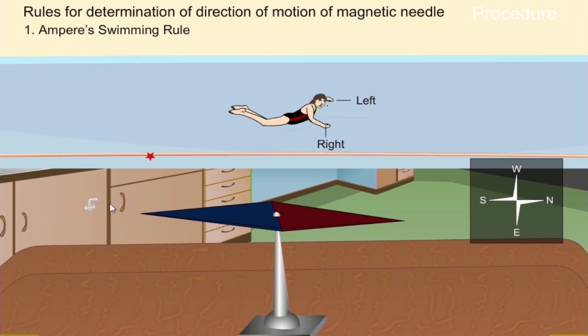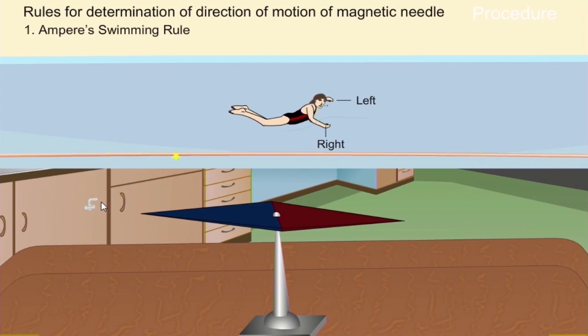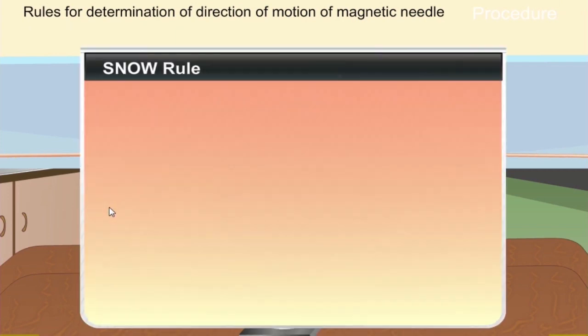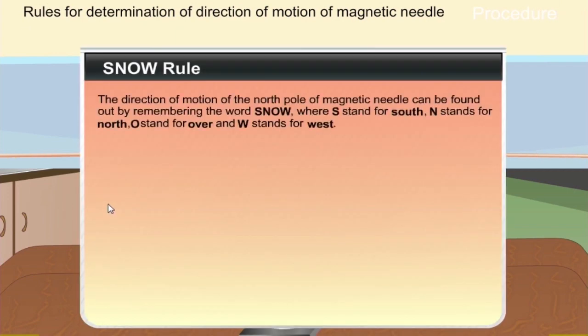Imagine a swimmer swimming in the direction of flow of current and always looking towards the needle such that the current enters from his feet and leaves from his head. Now the direction in which the left hand of the swimmer points gives the direction of motion of the north pole of the magnetic needle, right? So we did Ampere's swimming rule.